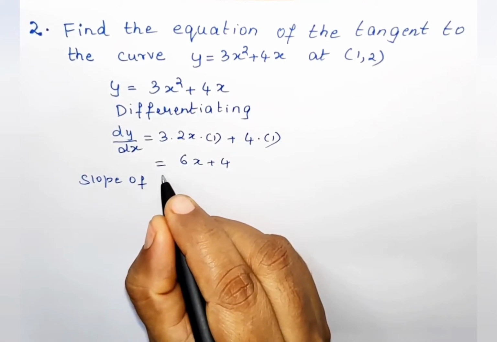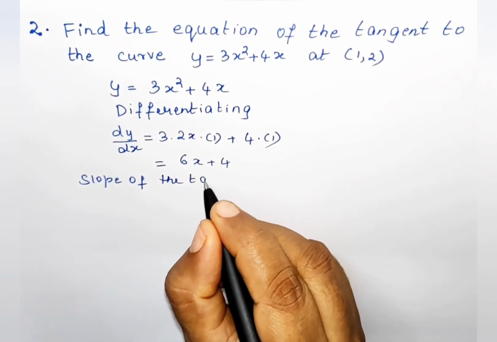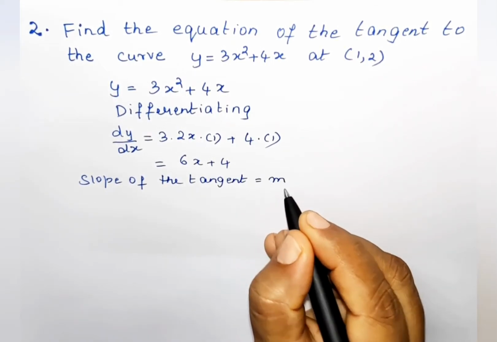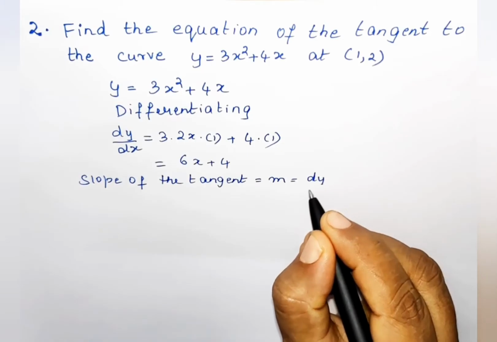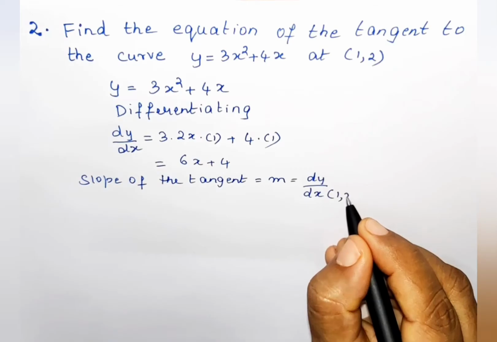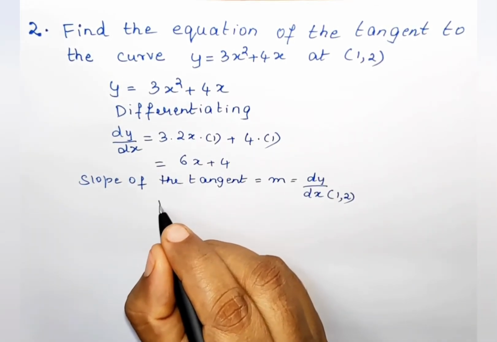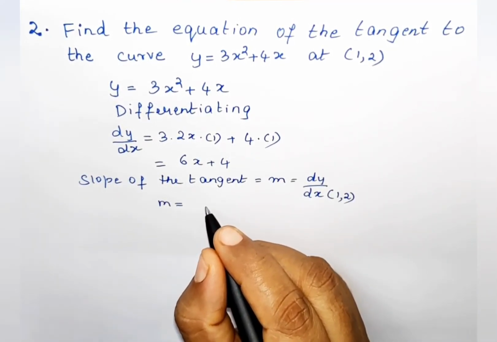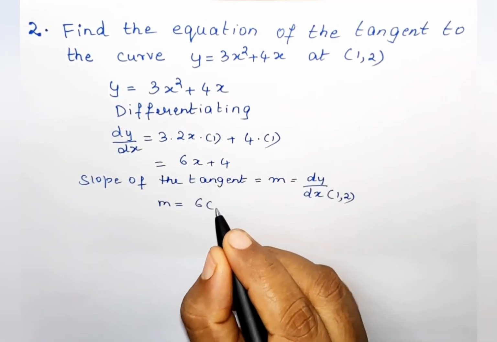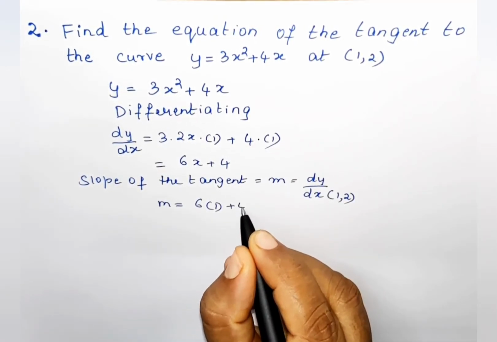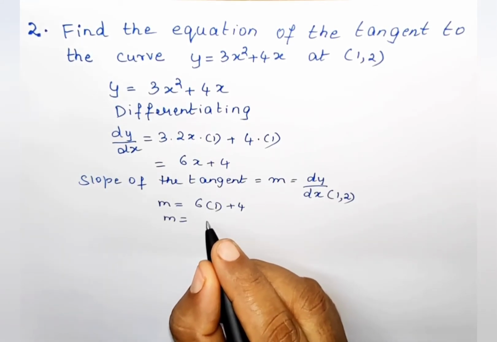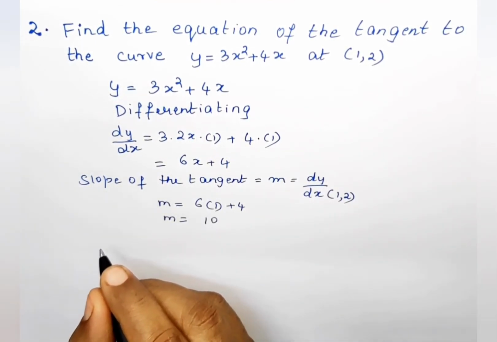Now let us find the slope of the tangent, that is m. For our equation, we require the slope of the tangent. So we are finding the slope of the tangent, which will be equal to m. That is, we get m when we substitute dy by dx at (1, 2). Now let us substitute dy by dx at (1, 2) in our equation. 6 into the value of x is 1 and the y is 2. y is not given. So let us substitute 6 into 1 plus 4. So m becomes 6 into 1 is 6. 6 plus 4 is 10.